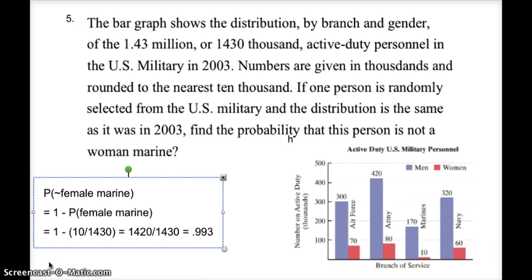So remember, the sum of all probabilities is 1. To find the probability of an event not occurring, subtract the probability of that event occurring from 1.